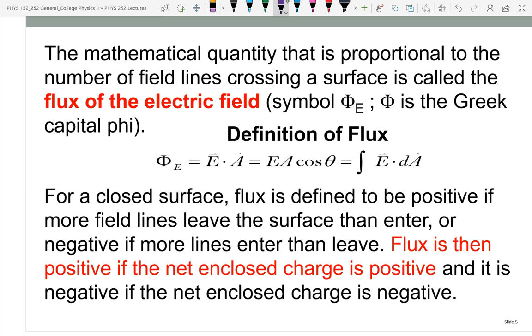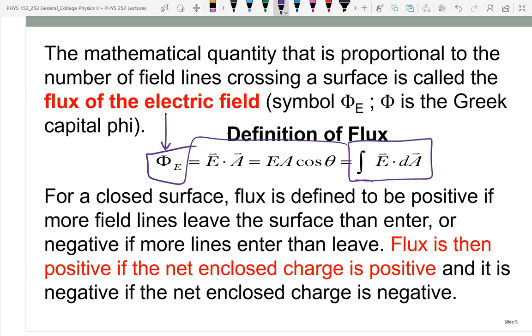The electric flux, so this is the symbol for electric flux, that is phi, the Greek F sound, with a subscript E, because later on we're going to talk about magnetic flux as well. It's the integral of E dot dA. So this is the calculus definition here. Electric flux is the integral of E dot dA.